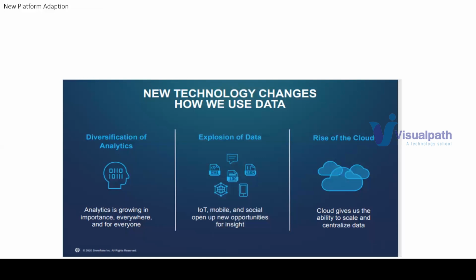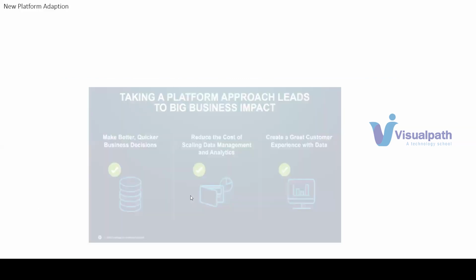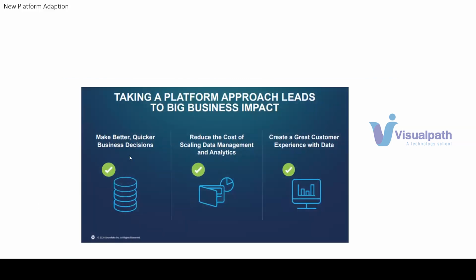So what is this new platform going to have? The new platform is going to have diversification of analytics. Analytics is very important, and data is being generated from multiple sources. The cloud is also rising, with a lot of clouds in the market, like AWS, Azure, Google, Alibaba, and so many others. New technologies change the way we use that data. Accordingly, we want to make spot decisions, and we need to reduce the cost of scaling data management and analysis.